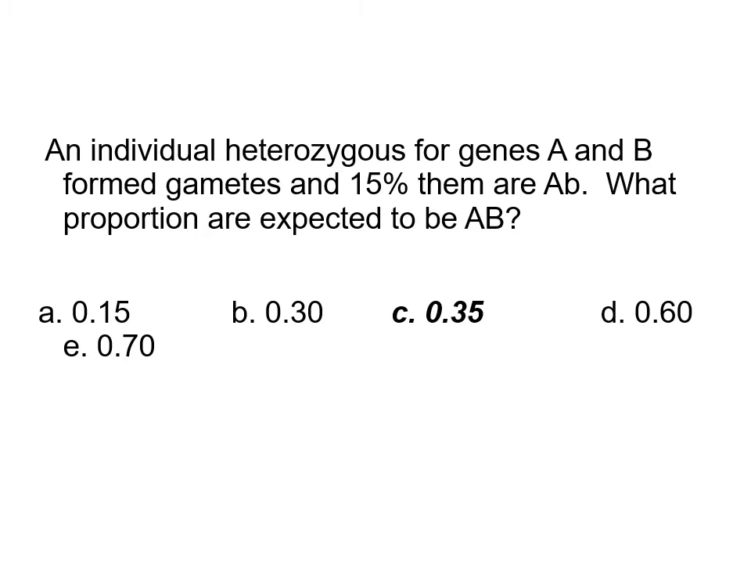So this is the answer. The answer is C to my previous question, that we're going to have 0.35, which is half of 0.7, which is the total parentals. Well, the total parentals is 0.7. Each of the parentals is half of that, which is 0.35.